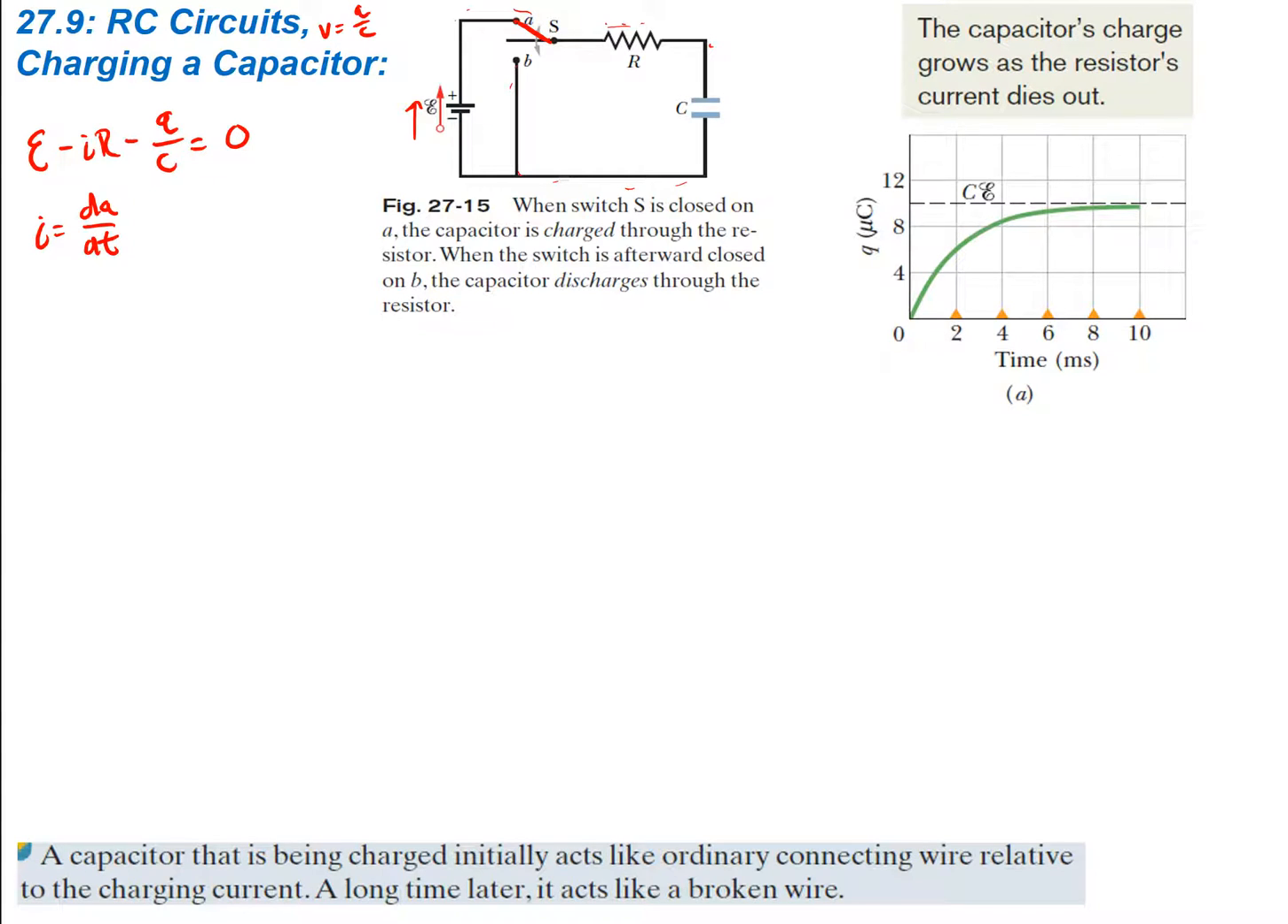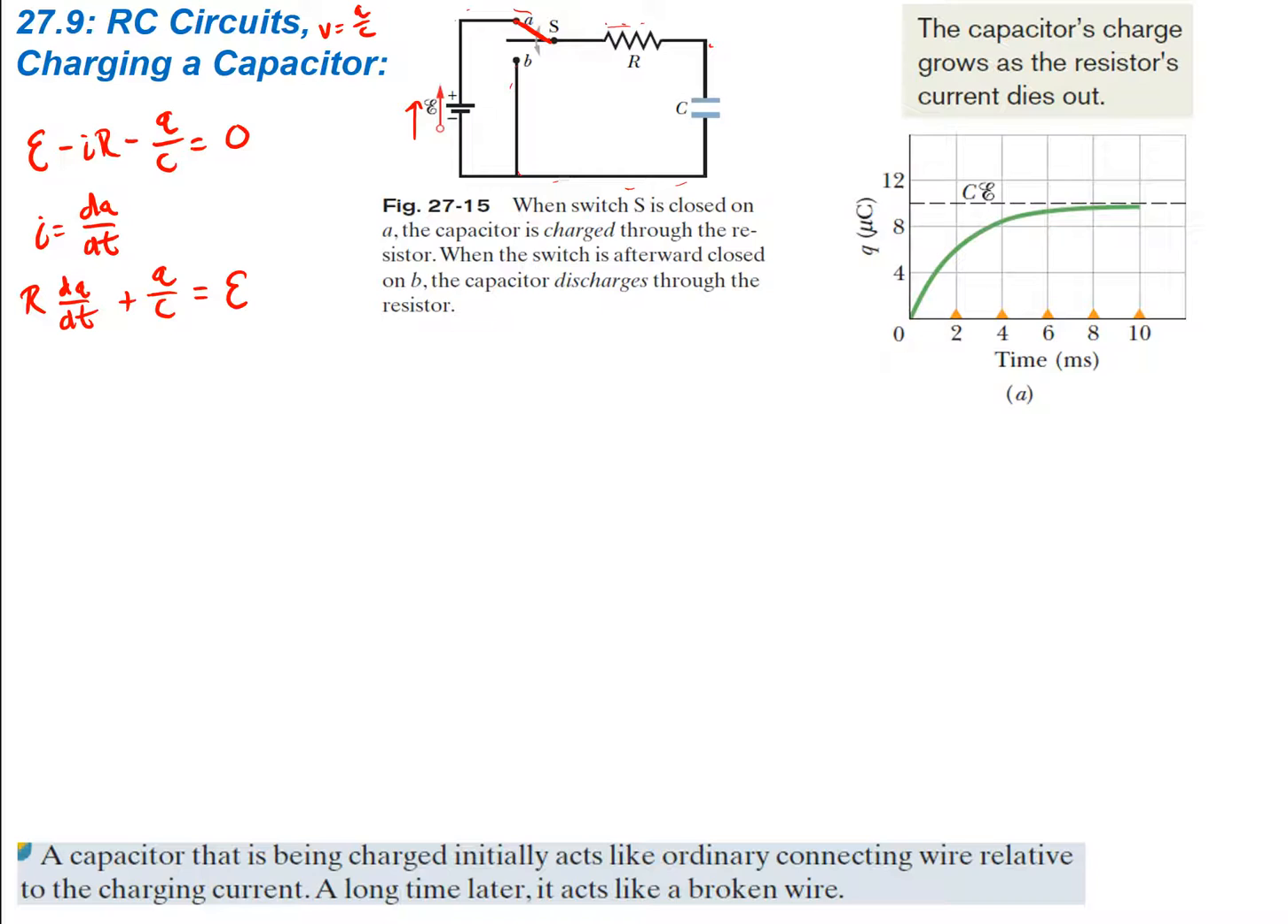Therefore, we can substitute in for I. Substitute into this equation for I. So when we do that, we get R dq/dt plus Q over C is equal to epsilon, which is our EMF. I just rearranged the equation slightly.